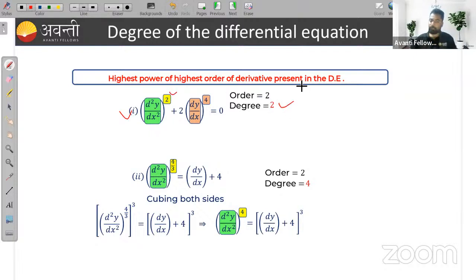Simple. Okay. So come to the second example, that is d square y by dx square to the power 4 by 3 is equal to dy by dx plus 4.